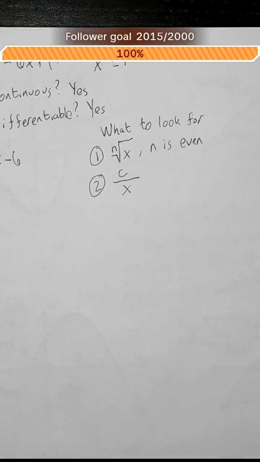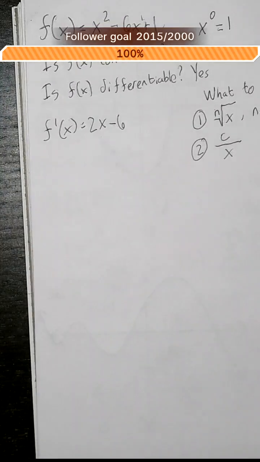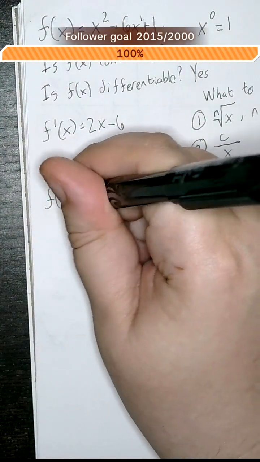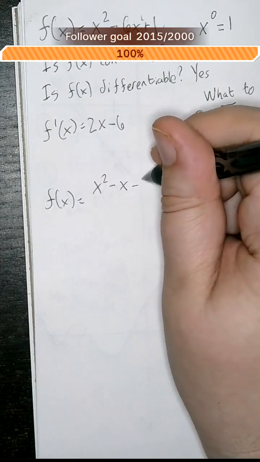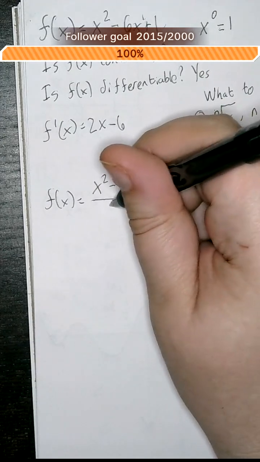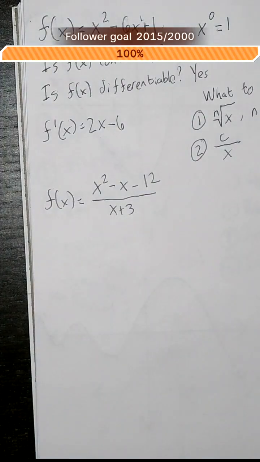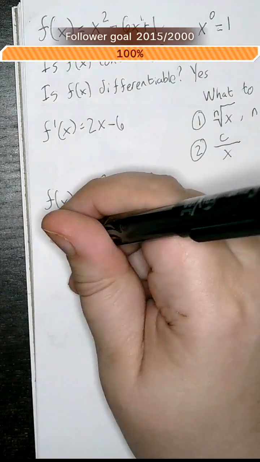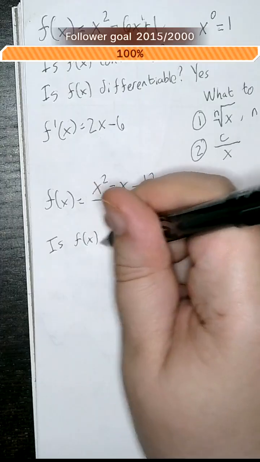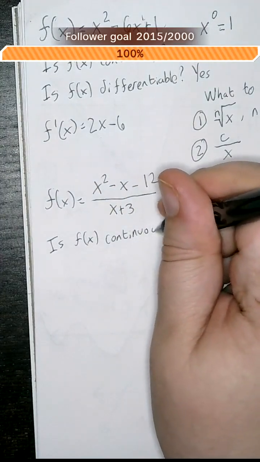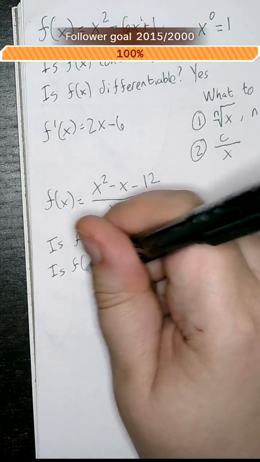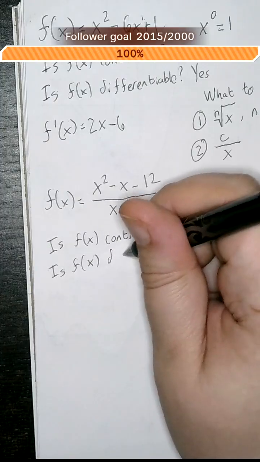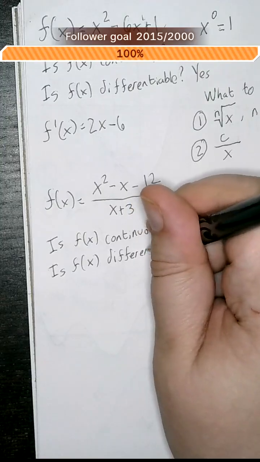So, let's go ahead and try another one. So, you have f of x is equal to the following. I have to make sure I get my signs right. So I have the function f of x is equal to x squared minus x minus 12 all over x, the quantity x plus 3.